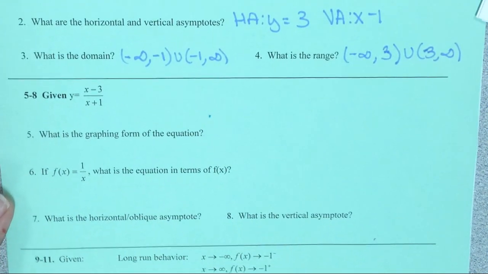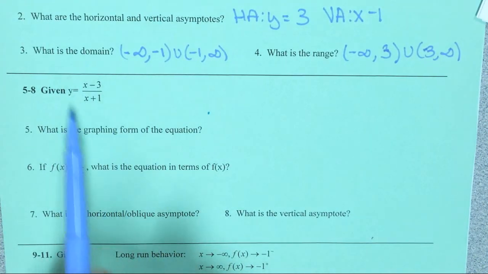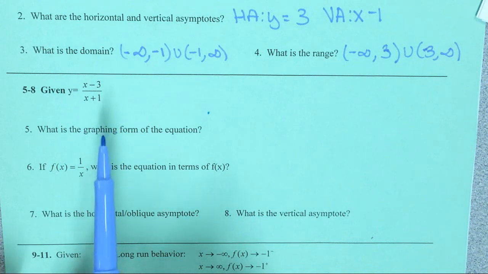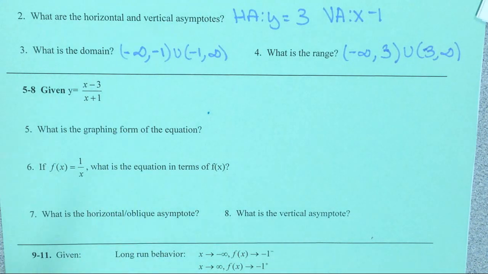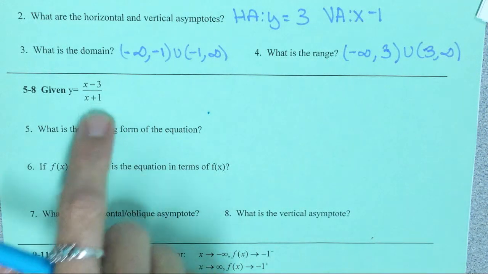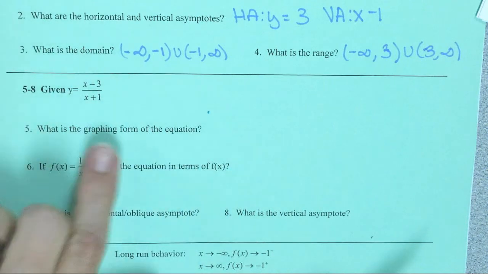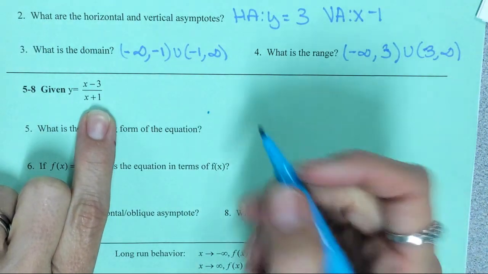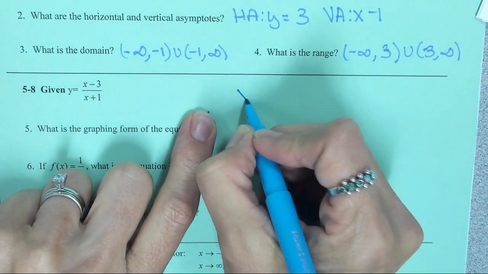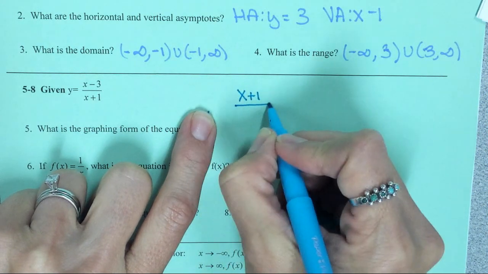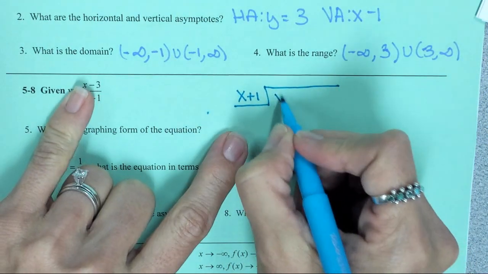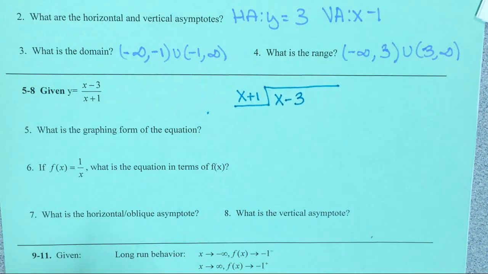On 5 through 8, they're giving me this equation right here, and they're asking me to put this in graphing form. And this is how it's going to be on the test, where they're going to ask you to do one thing, and then they're going to ask you several questions about it. So it's really important that you solve this graphing form correctly. When we're putting it in graphing form, the x plus 1 is going to go outside the house. The x minus 3 will go inside the house.